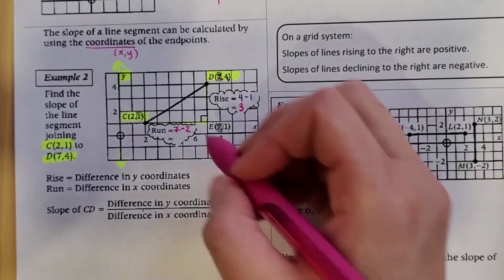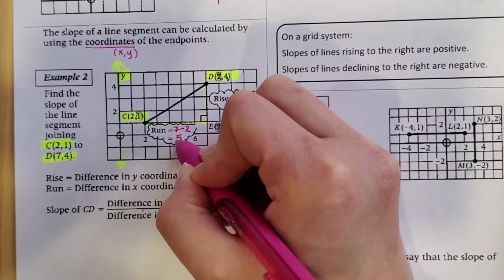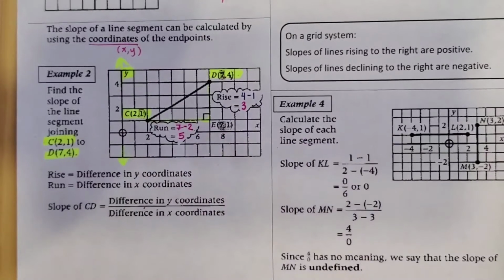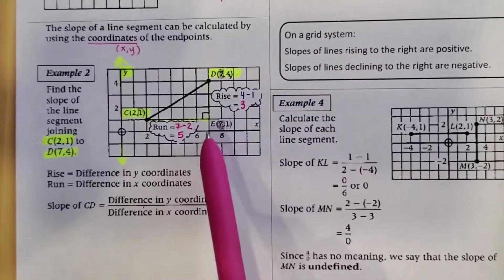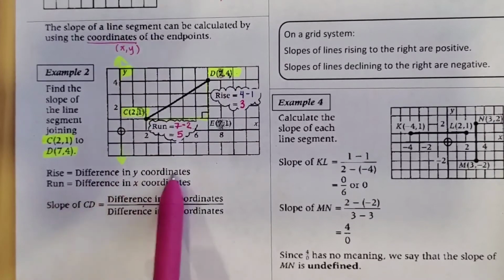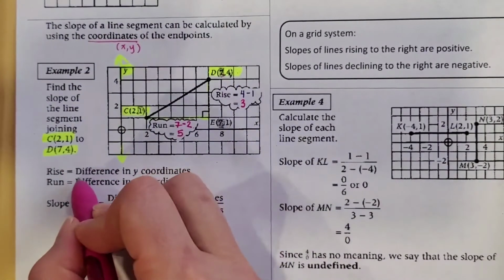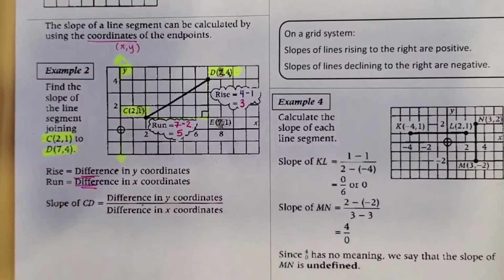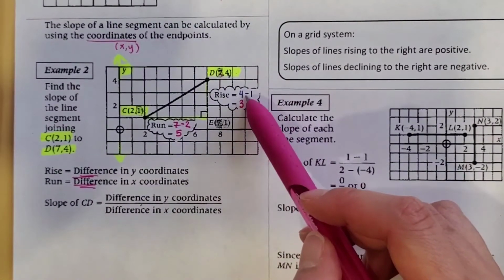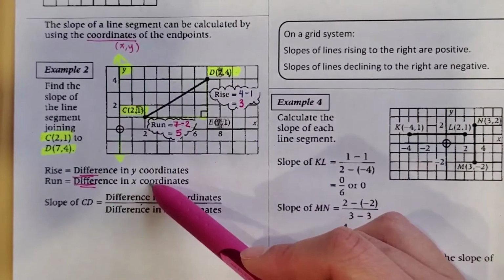Okay. And with that, we get 5. And then you can verify like 1, 2, 3, 4, 5. So that's the run. Okay. So what this does is it really means the rise is the difference in Y coordinates. Notice the word difference. Difference means minus, right? And so that's why we did 7 minus 2. And that's why we did 4 minus 1. It's the difference in those coordinates.